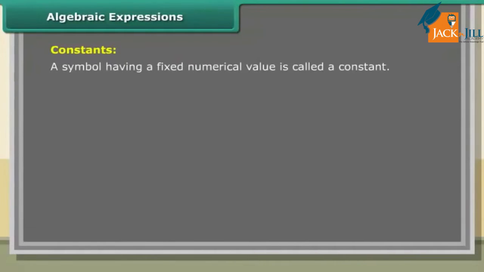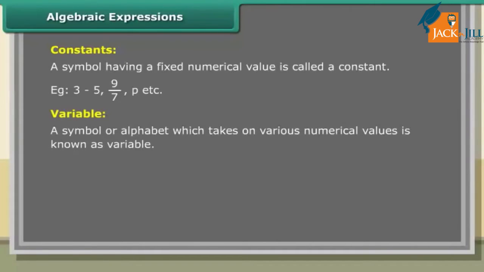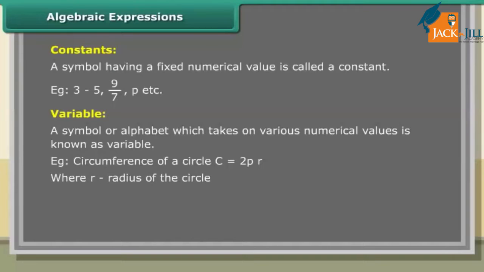Algebraic expressions. Constants. A symbol having a fixed numerical value is called a constant. Example, 3, minus 5, 9 upon 7, pi, etc. Variable. A symbol or alphabet which takes on various numerical values is known as variable. Example, circumference of a circle C is equal to 2πr, where r is radius of the circle, 2π constants, C, r variables.